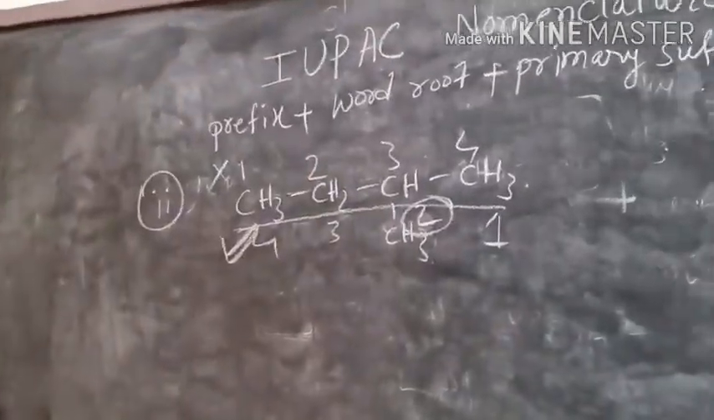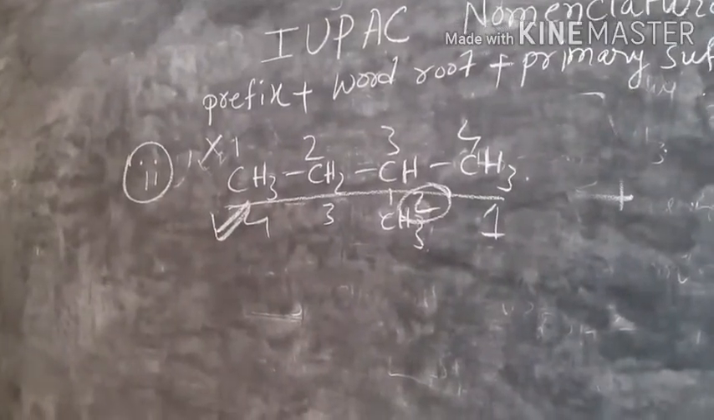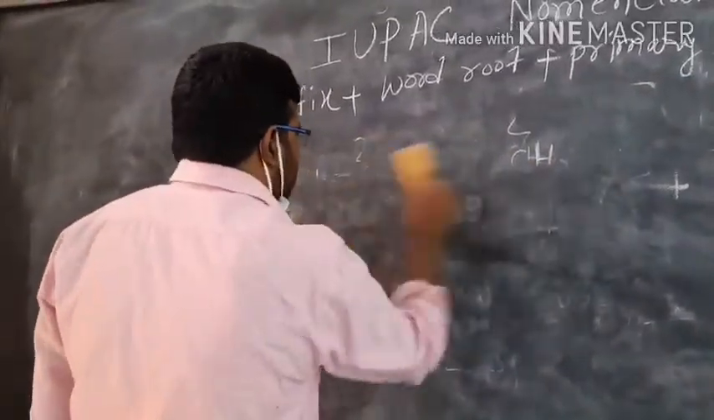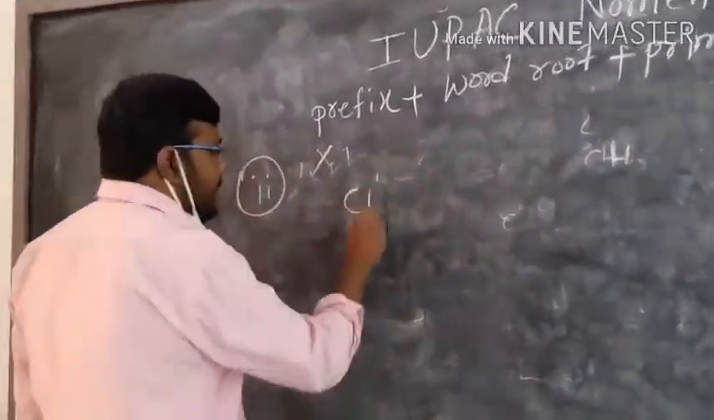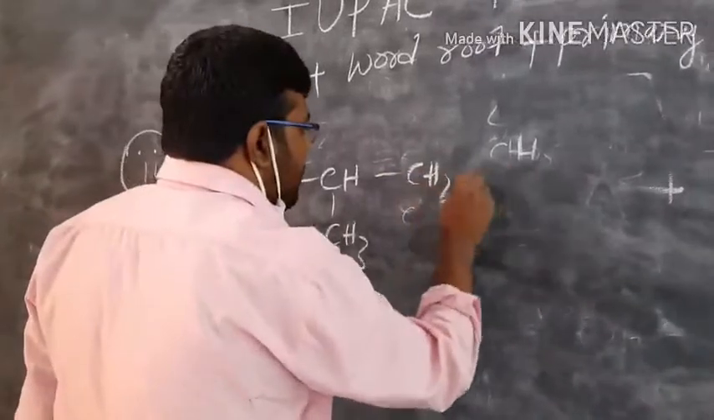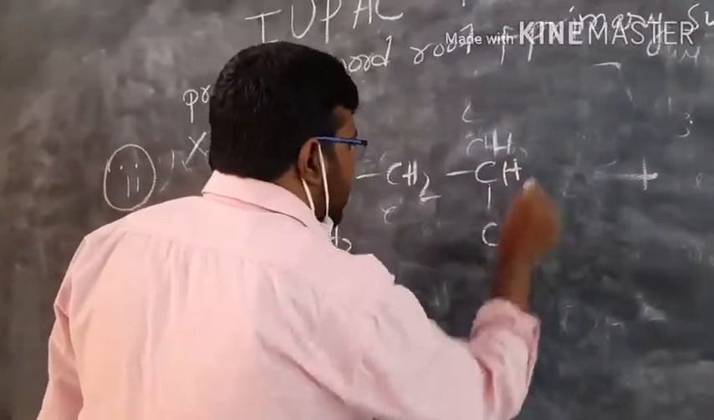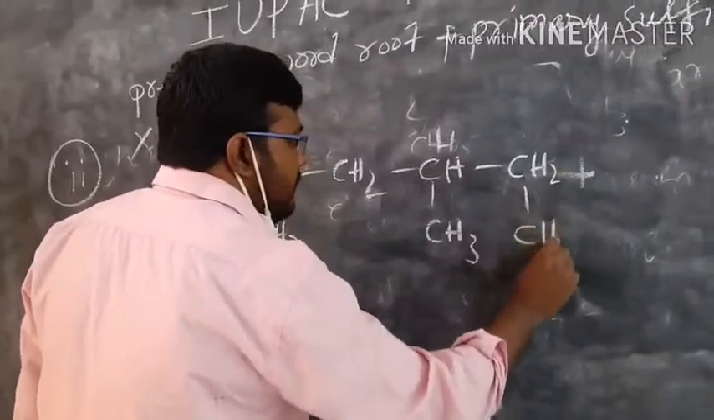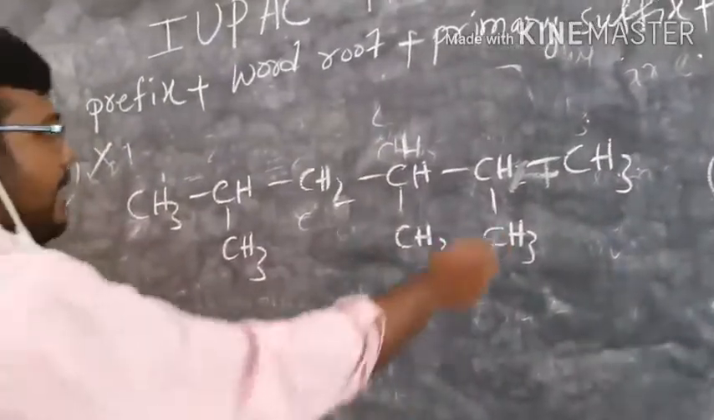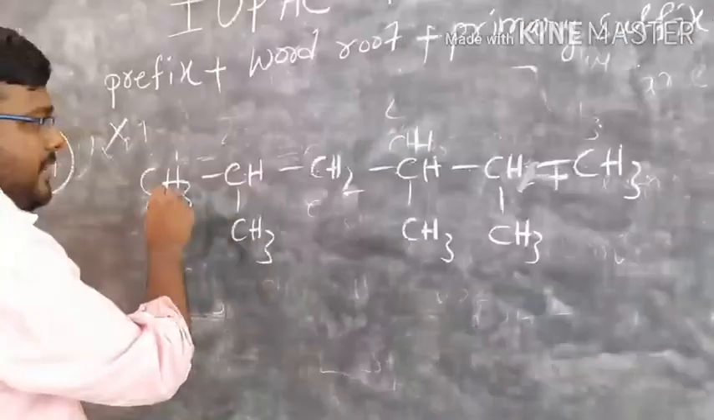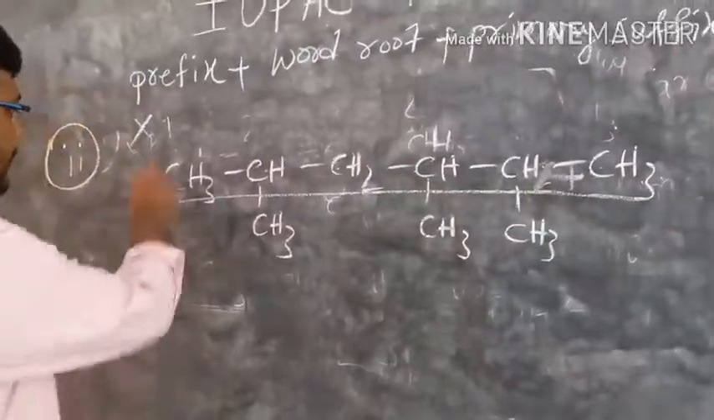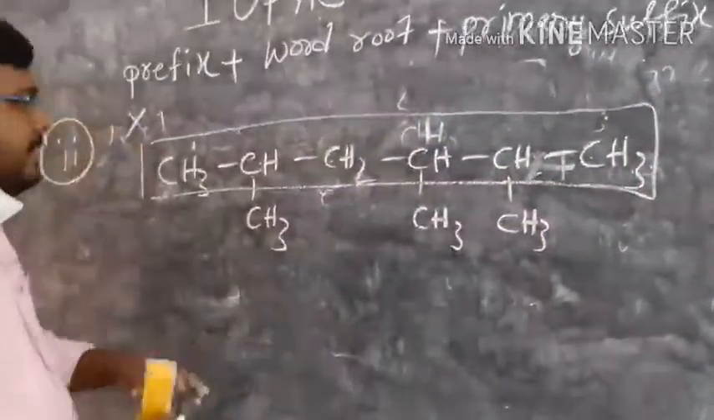Now we have to move to the next rule, that is called the lowest locant rule, lowest set of locants. Suppose in a parent chain, different positions of the substituents are present. Let us take that CH3, CH, CH3, CH2, CH, CH3, CH2, CH, CH3 and CH3 is there. So how many carbon atoms are present? 1, 2, 3, 4, 5, 6 carbon atoms are present. And that means, let us take that this is a parent chain. And here you see how many substituents are there?